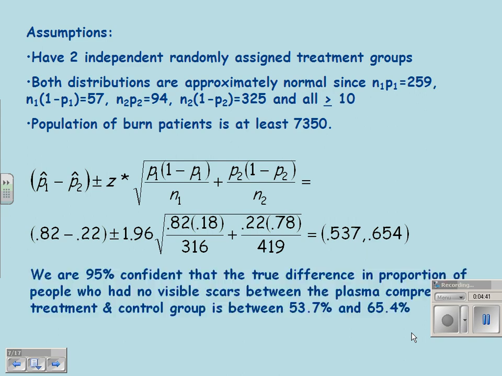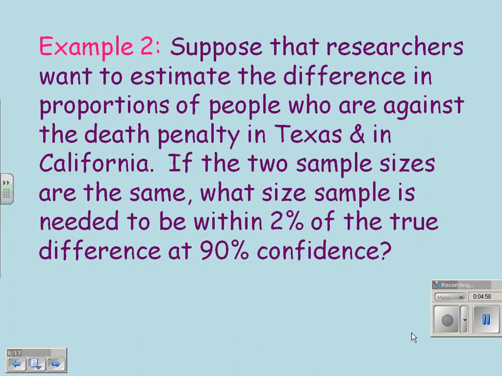So we can say that we're 95% confident that the true difference in proportion of people who had no visible scars between the plasma compress treatment and the control group is between 53.7% and 65.4%. Okay, let's go to another example.